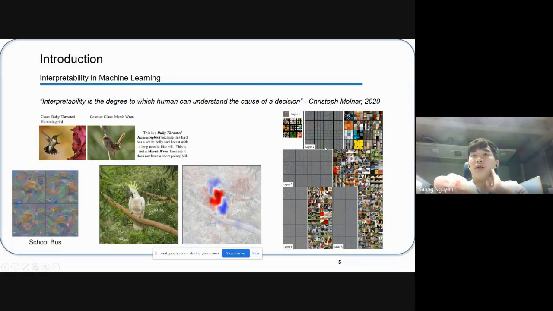And the last work proves that in the earlier layers of a deep learning model, it looks for the color or the texture of an object, and in deeper layers, for example layer 3, layer 4, or layer 5, it captures more detailed objects or more specific features. So this is the background of interpretable machine learning.